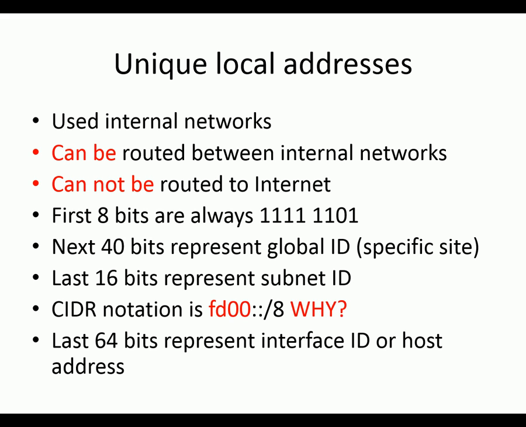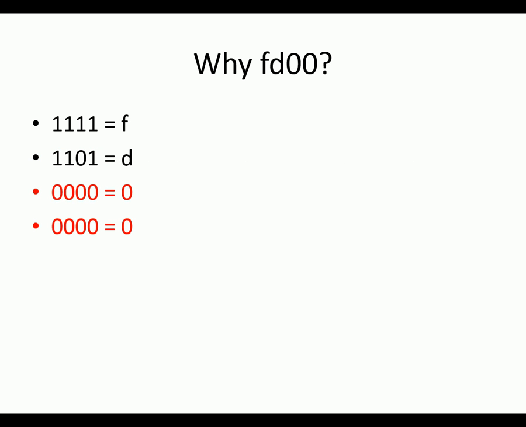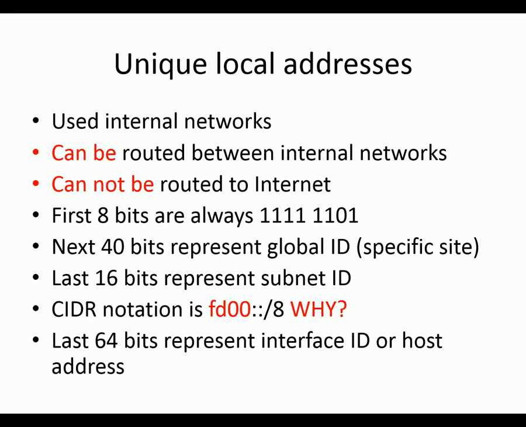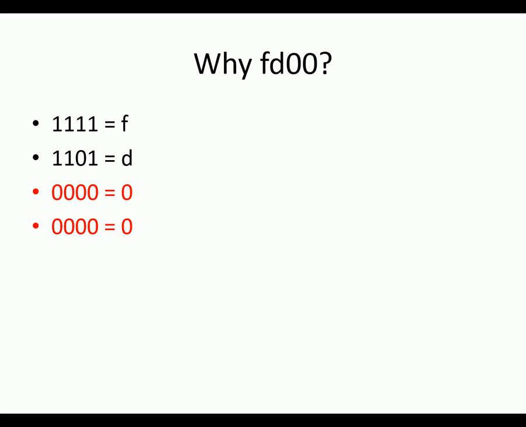Okay, the first 8 bits are that. The next 40 represent the global ID, which does vary based on your site. You would have to figure out what that is. Then we have the last 16, the subnet ID, and then the CIDR notation again. That's how we get FD00. So you'll see all the ones become FD00.